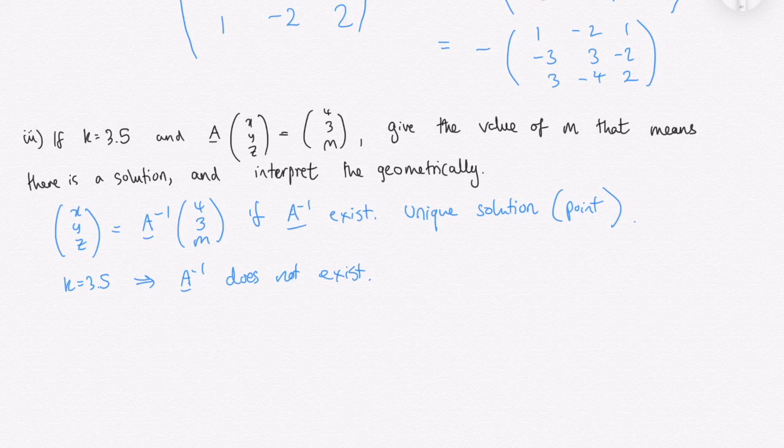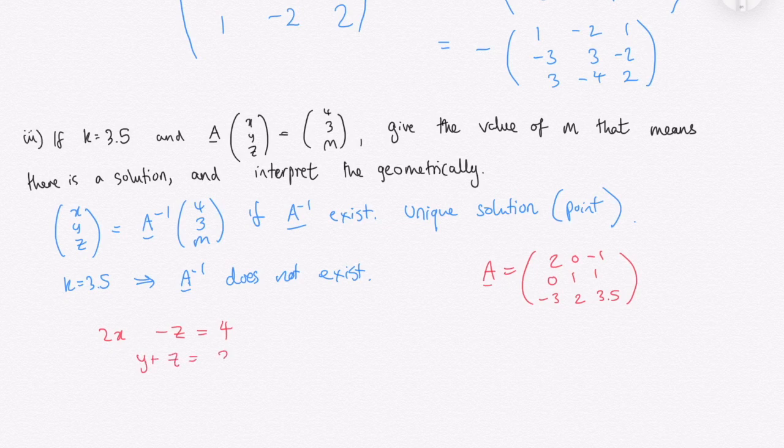However, let's write these out as simultaneous equations. If we multiply the matrix A by (x, y, z), we get 2x minus z equals 4, y plus z equals 3, and minus 3x plus 2y plus 3.5z equals m. And we know there's not a unique solution to this, because we've already shown that A is singular.